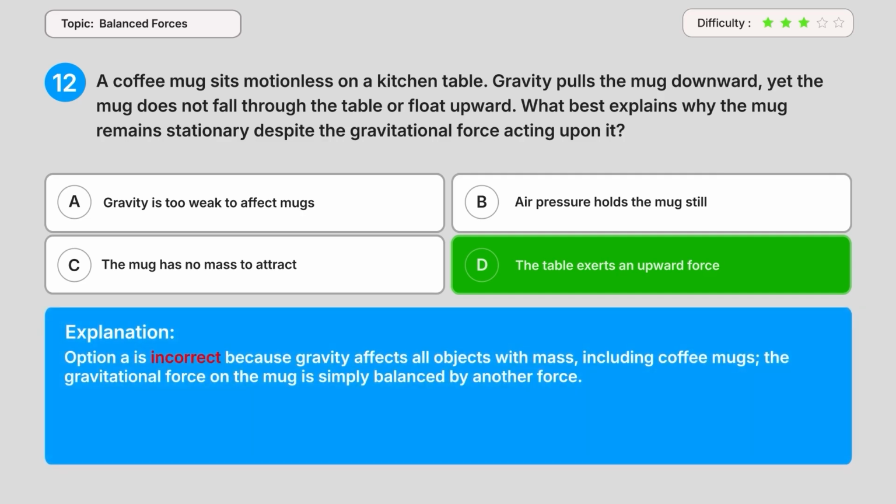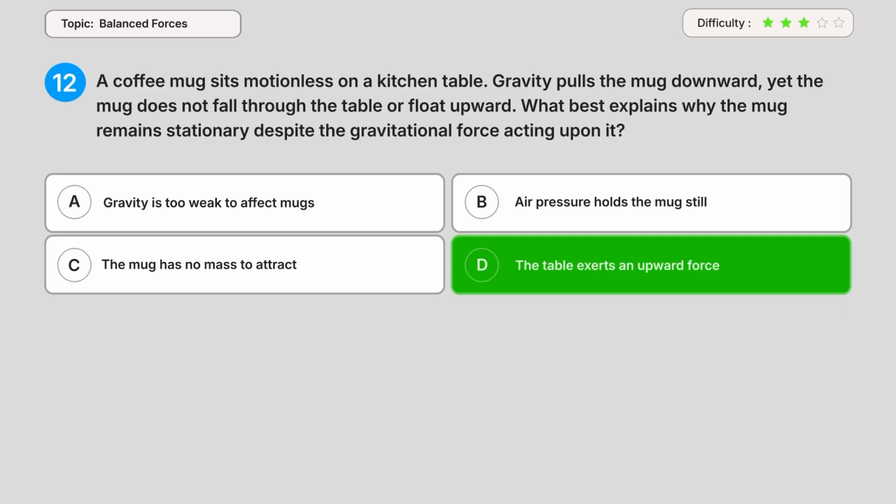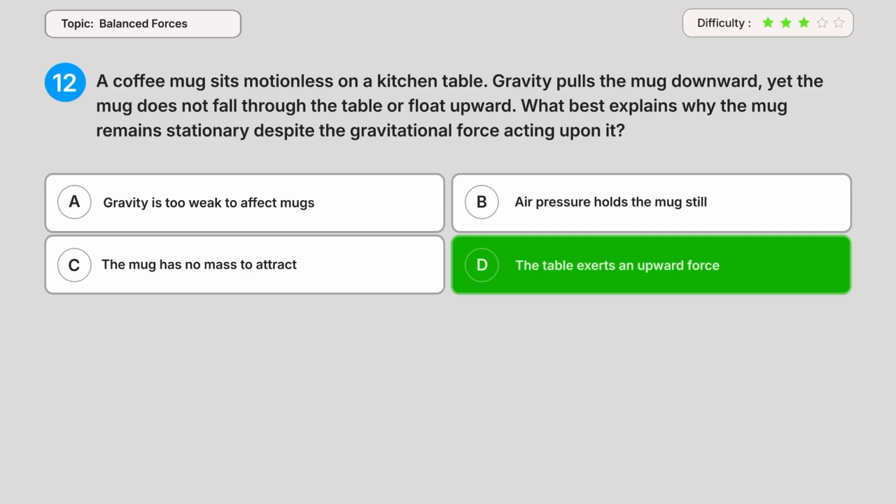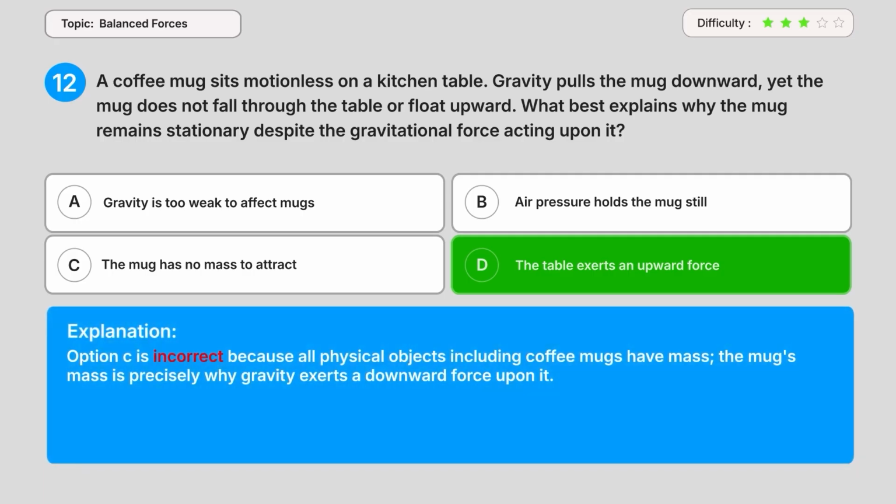Option A is incorrect because gravity affects all objects with mass, including coffee mugs. The gravitational force on the mug is simply balanced by another force. Option B is incorrect because while air pressure exists, the primary force balancing gravity on a stationary object on a surface is the normal force from that surface. Option C is incorrect because all physical objects, including coffee mugs, have mass. The mug's mass is precisely why gravity exerts a downward force upon it.